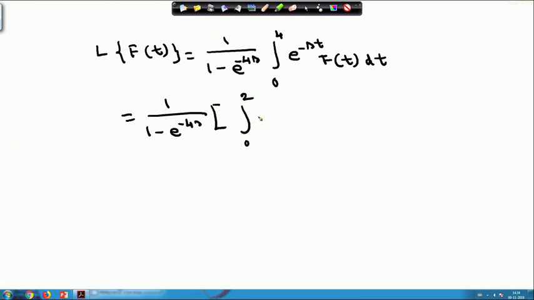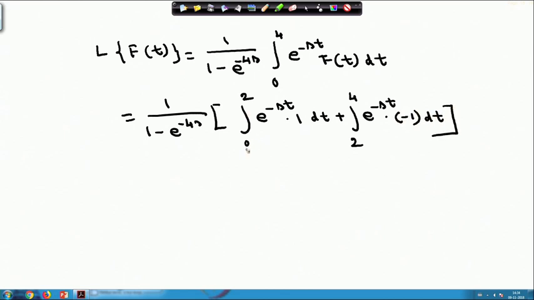One is 0 to 2 e power minus s t into f t, the value is 1, so dt, and plus 2 to 4 e power minus s t into value of the function f t, which is minus 1, into dt. So, I am breaking it into two parts, 0 to 2 plus 2 to 4. I can evaluate the value of this integral easily.